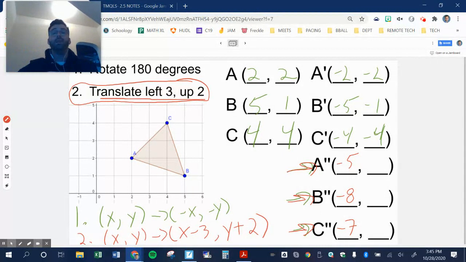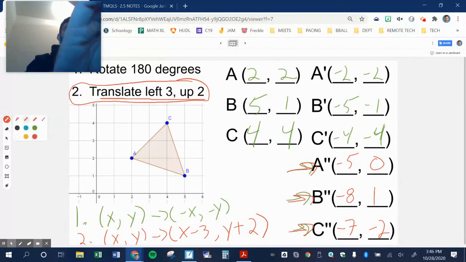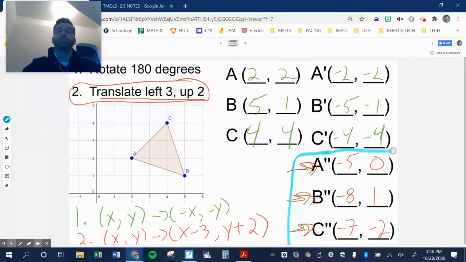Now I'm going to add 2 to all my y values. -2 plus 2 is 0. -1 plus 2 is 1. And -4 plus 2 is -2. So these would be my final points. If this were an assessment, your final answer would be this. Maybe we would ask you for these as well.